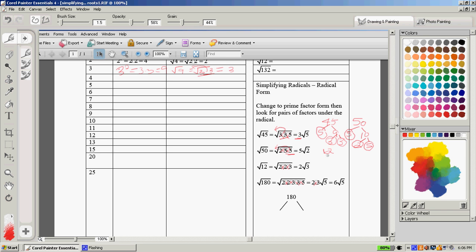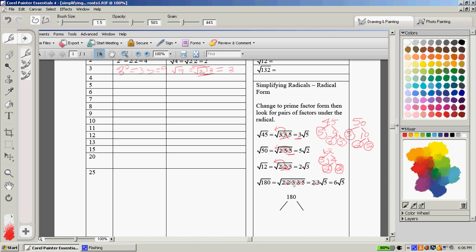Okay? Let's try 12. 12 can be broken down into 3 and 4. 4 can be broken down into 2 and 2. And these are the simplest factors. And here we see that they're under the house. Since 2 and 2 have a buddy or a twin, they're going to go outside the house. 3 doesn't, so it's going to stay inside. And so we have 2 square root of 3.